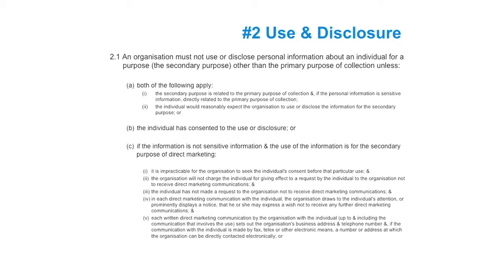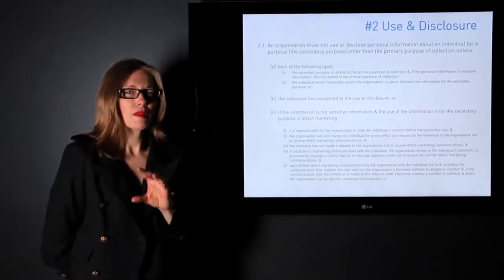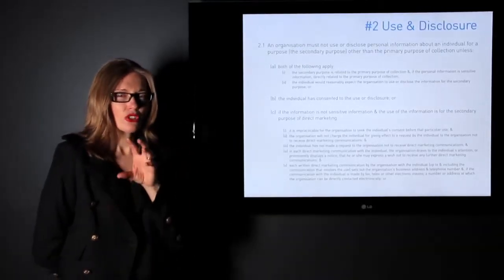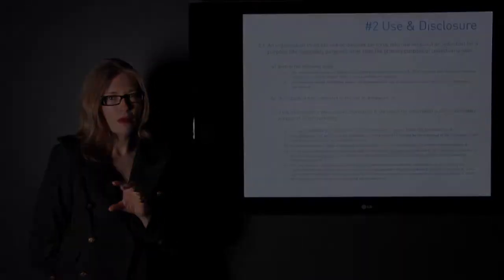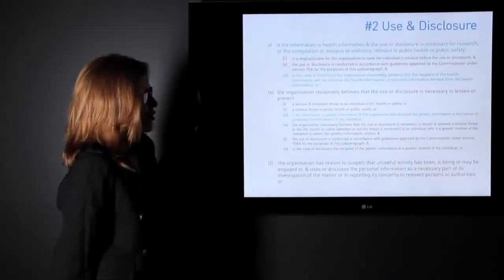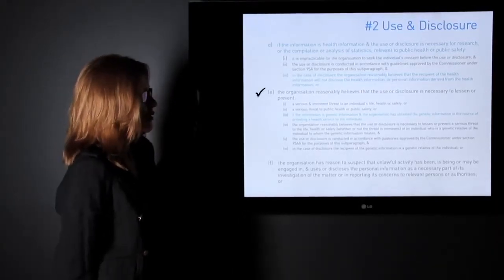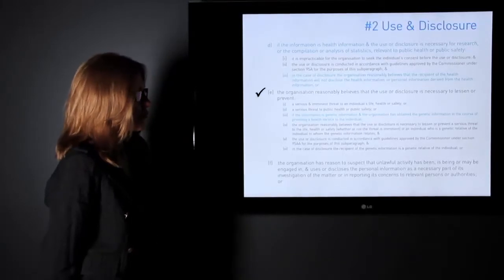The second is about the use and disclosure, and this one is probably one of the biggest principles, and it does talk to how you use the information and what is the primary purpose of the use, and making sure that you only do collect that data around that primary purpose. If the information is health information and the use or disclosure is necessary for research or the compilation or analysis of statistics relevant to the public health or public safety. In the case of disclosure, the organisation reasonably believes that the recipient of the health information will not disclose the health information or personal information derived from the health information.